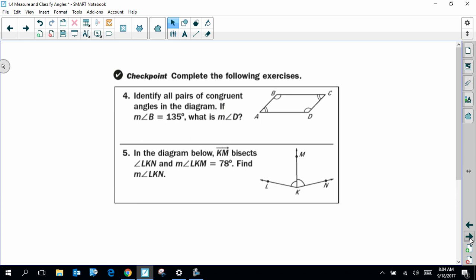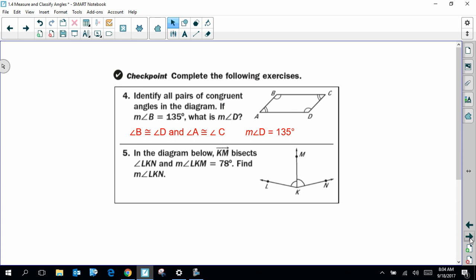Okay, so I'm assuming that everybody's got a good answer here after pausing the video and seeing what we have. Identify all pairs of congruent angles in the diagram. Well, in this case, based off of the markings in the diagram, angle B and D are congruent, angle A and C are congruent to each other. So since D is 135, that means B also has to be 135 degrees.